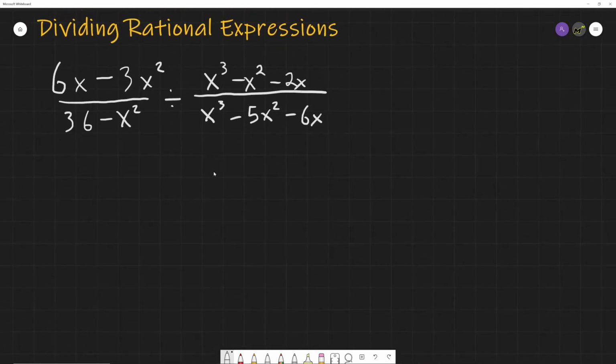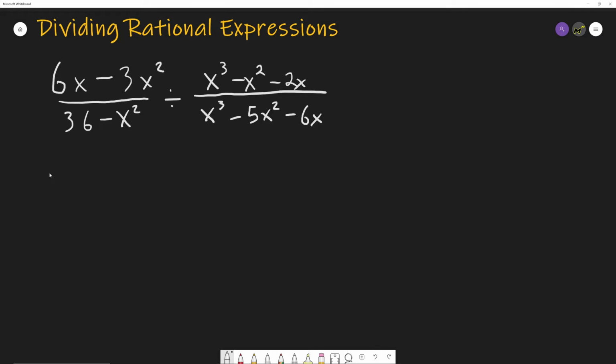So we have quite the lengthy problem here. We have 6x minus 3x squared over 36 minus x squared, divided by all of this. Well, before I decide to do any synthetic division or long division of polynomials, I'm going to take a page from grade school and say, let's multiply by the reciprocal.